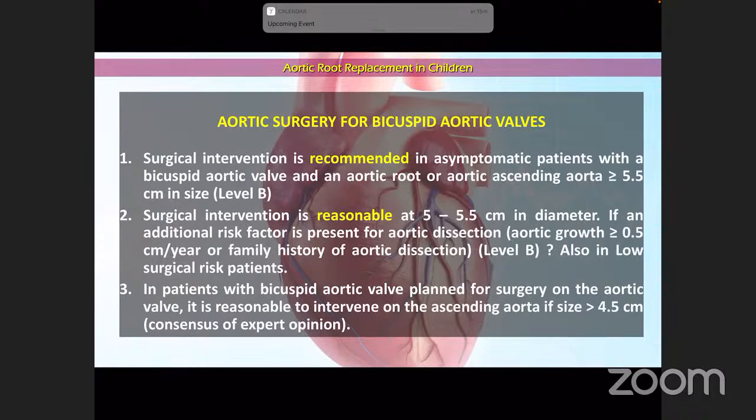Surgical intervention is reasonable at 5 to 5.5 centimeters in diameter if an additional risk factor is present for aortic dissection, like rapid aortic growth or a family history of aortic dissection, and maybe in patients who are considered a low surgical risk. However, in patients with bicuspid aortic valve planned for surgery on the aortic valve, it is reasonable to intervene on the ascending aorta even if the size is smaller than that, maybe around 4.5 centimeters. This is a consensus of expert opinion. I think it's very reasonable. You're going in to work on the aortic valve and the ascending aorta is dilated. It's very reasonable to repair that, and it doesn't add much to your procedure.